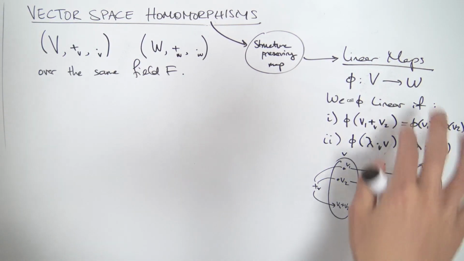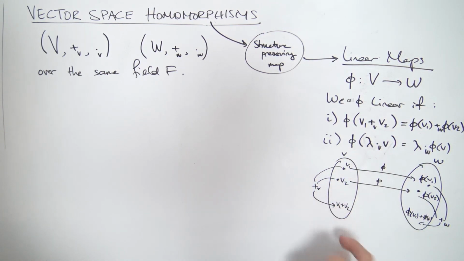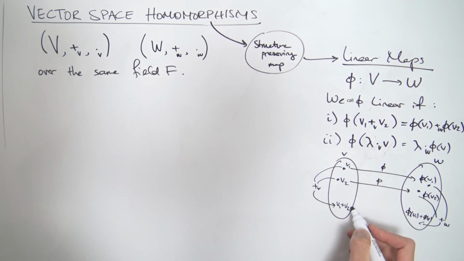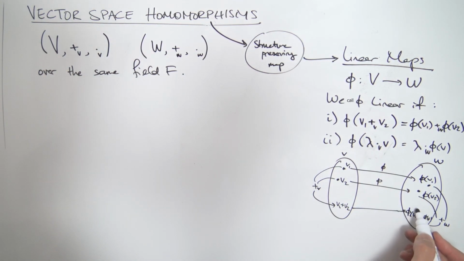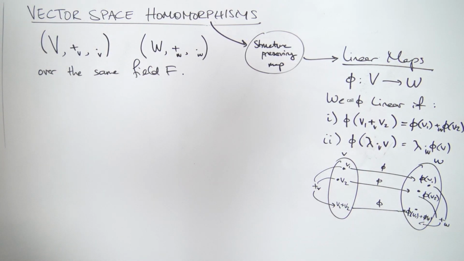And this is actually where the structure preserving comes in. If you notice over here, we defined phi(v1 + v2), which is this guy over here. If we map it over, we require it to be the same as phi(v1) + phi(v2).